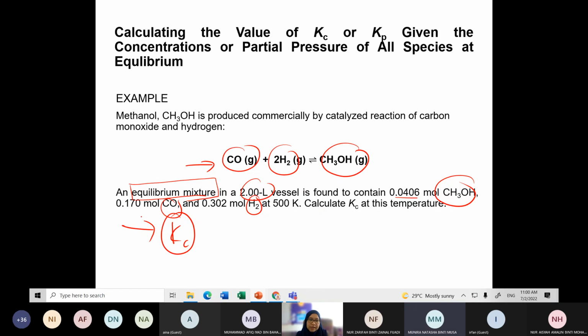As you can see, dia bagi dalam mol. Dia tak directly given in terms of concentration. So maksudnya you have an extra work that you have to do first before you can insert into Kc, because Kc needs to be in concentration. Okay, it needs to be in concentration.